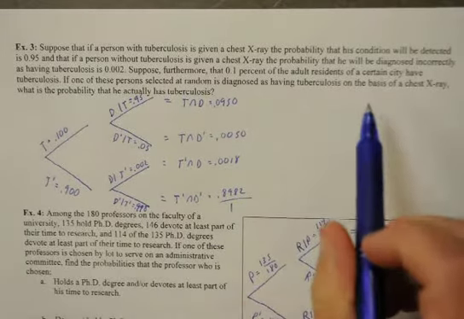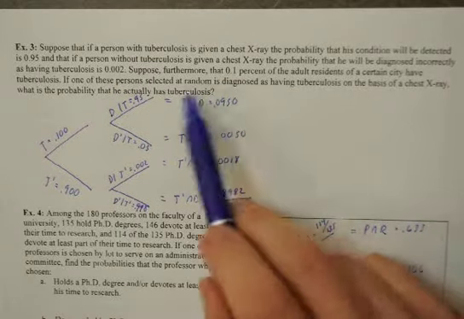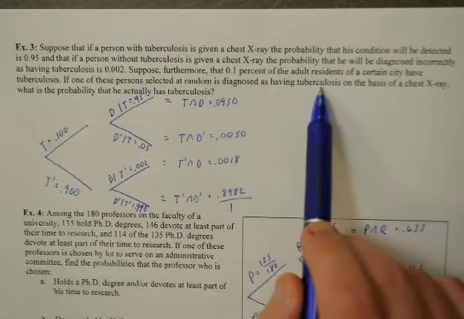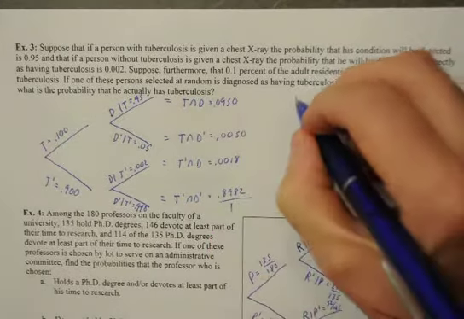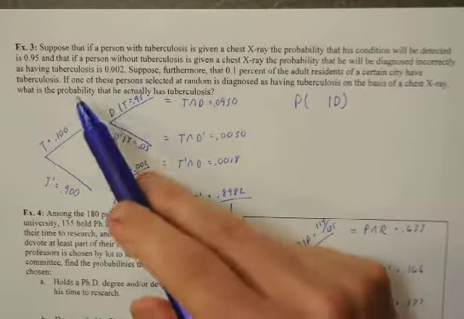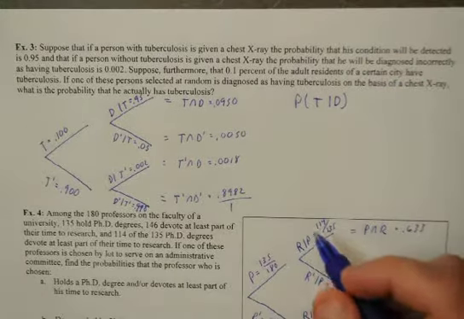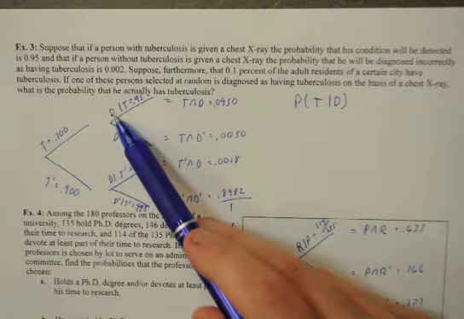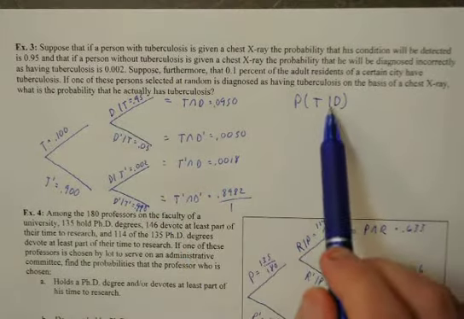The question is, suppose one of these persons is selected at random and is diagnosed as having tuberculosis. So that's the condition. The probability, given they are diagnosed, what is the probability the person actually has tuberculosis? Okay, so this is not on our chart. We have diagnosed given tuberculosis, but we do not have tuberculosis given diagnosed.